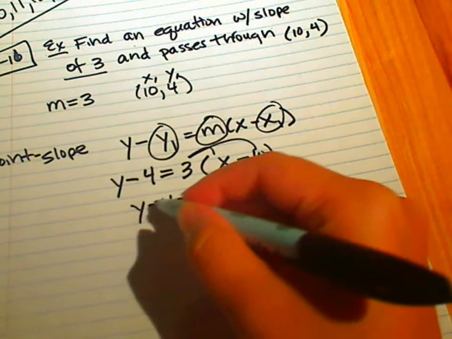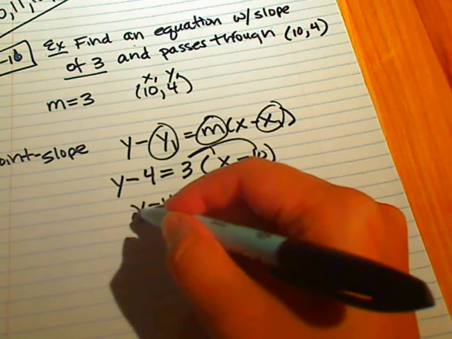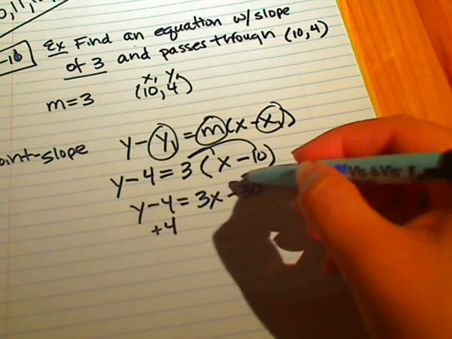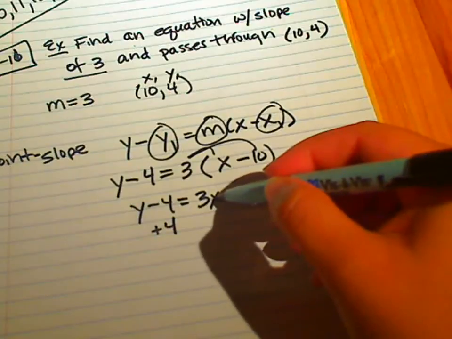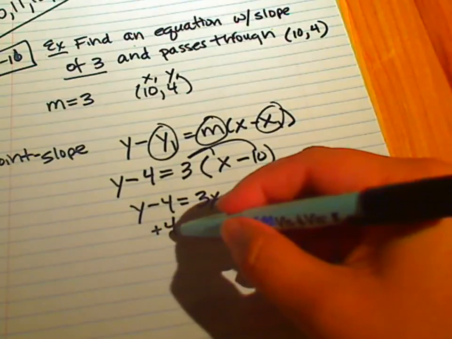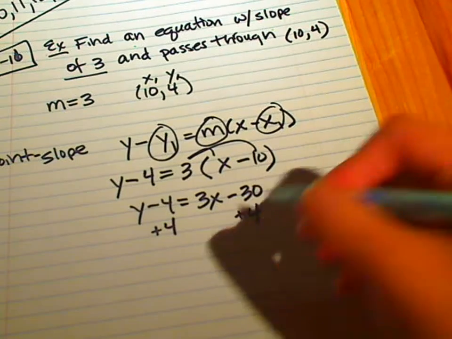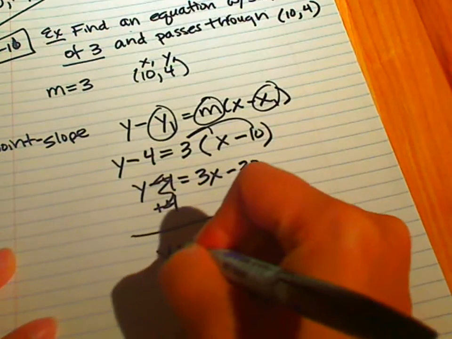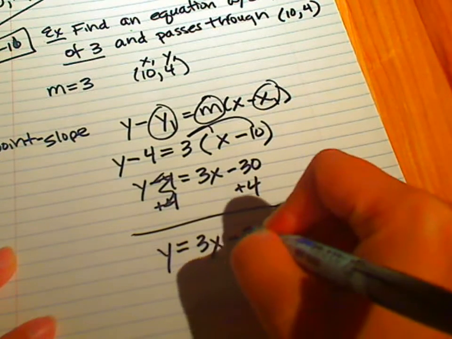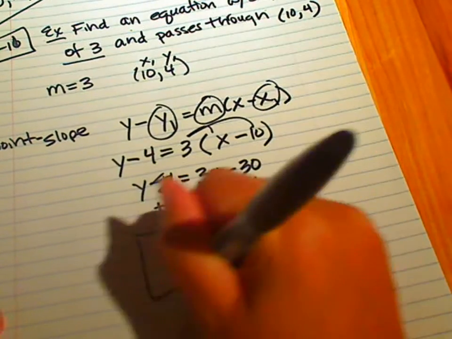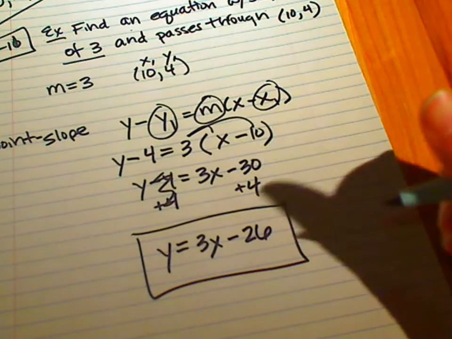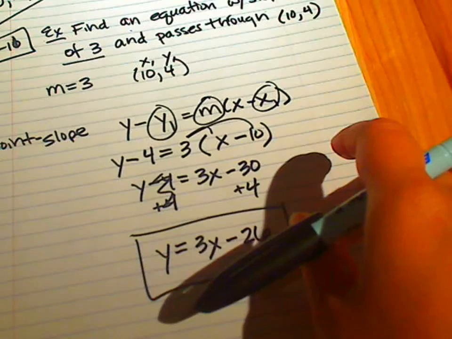Now I need to get the 4 over, so the y is by itself, so I'm going to add 4. Now I got to be careful what I add 4 to, 3x or negative 30. Well, it's not a like term with 3x, because there's no x attached to this. So I'm going to add 4 to the negative 30. And from there, I'm going to have y equals 3x minus 26. And this is your overall answer. You found the equation of a line with a certain slope that passes through the point 10 and 4.